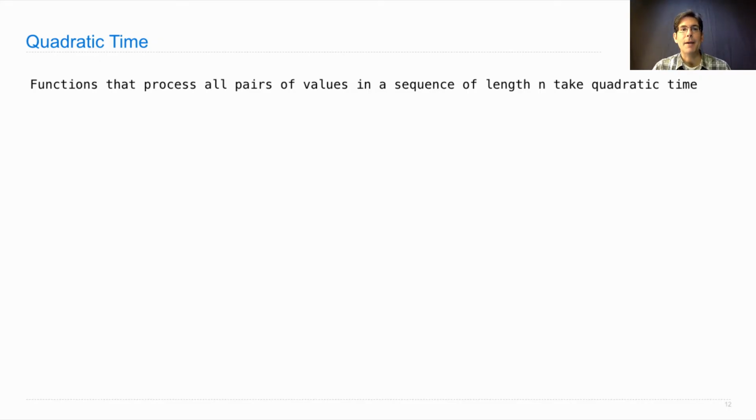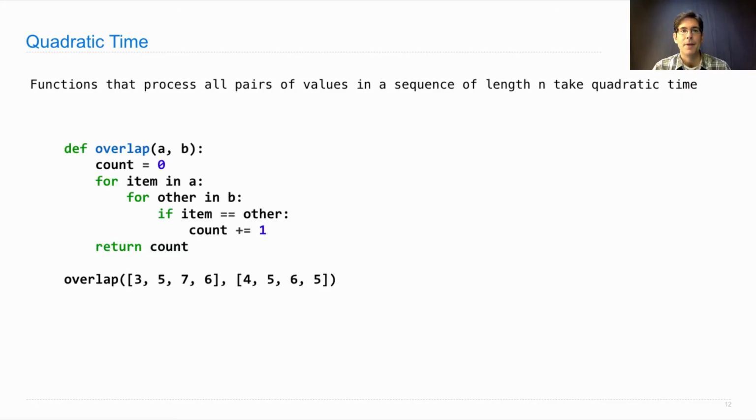Quadratic time describes a function that processes all pairs of elements in a linear input, or all pairs of values in a sequence of length n. So, for example, here's a function that computes the overlap between the elements in A and the elements in B by going through every element in A and every element in B and checking to see if they're the same. It adds a count when they are and returns the count at the end. So the overlap between 3, 5, 7, 6 and 4, 5, 6, 5 is 3 because 5, 5 are the same, 5, 5 are the same, and 6, 6 are the same.